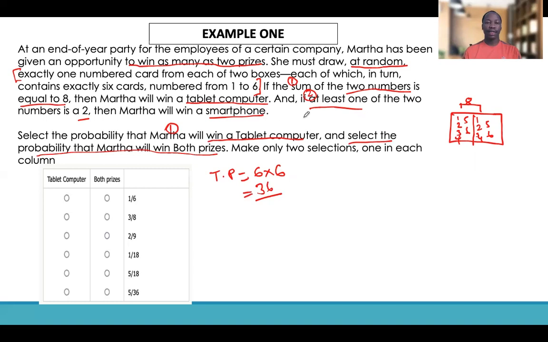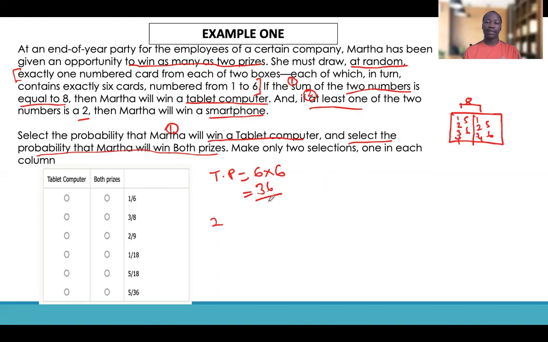All right, again, remember the first condition is the sum of the two numbers is equal to 8, then Martha will win a tablet computer. So we have to tabulate the number of ways that Martha can pick cards from these two boxes, and the two cards will add up to 8. So first thing, let's start with the lowest number we can get, because the lowest number we can go for is 2. The reason why we're not going with 1 is that 1 plus 7 would add up to 8, but in these boxes we don't have a card numbered 7.